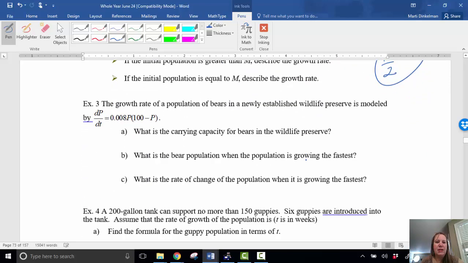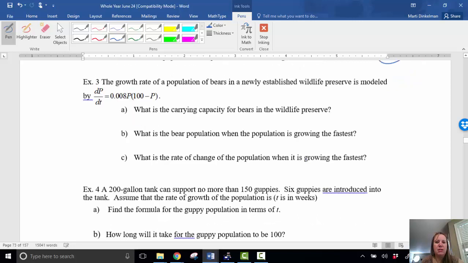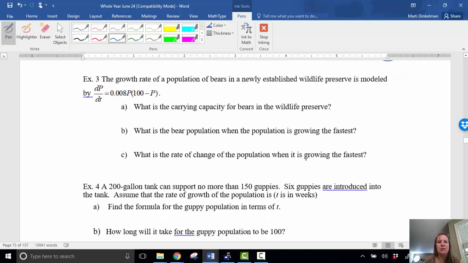Lots of questions are going to ask us about logistic equations. So lots of different ways to do this. This one is already in that form, kp times m minus p. So what's the carrying capacity? It's just 100. What is the population when it's growing the fastest? Well, it should be half of that. And what is the rate of change when it's growing the fastest?